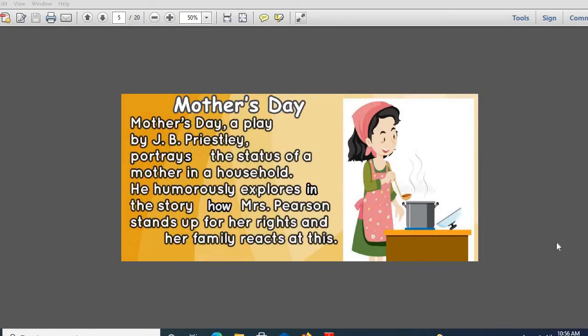So as I just referred, it is written in a very humorous manner, in a very comical manner, and it explores the importance of a mother in a family. There is a social message underneath the humor, underneath the comedy. It is related with the dramatist. He humorously explores in the drama how Mrs. Pearson stands up for her rights and her family reacts at this.